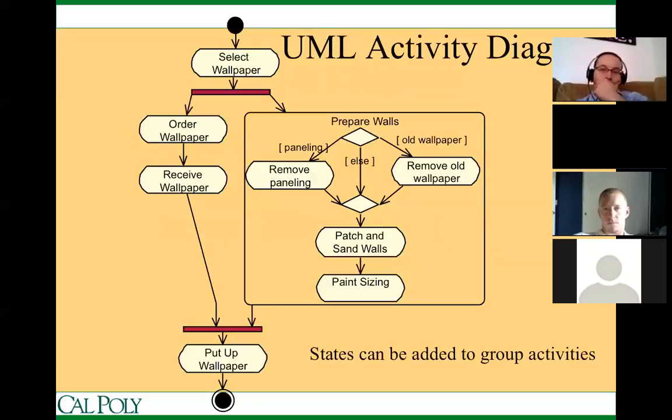Okay, so a couple of other things with activity diagrams. We can add these things called states, so we can group a series of activities together into a state. And as these things get really big and complex, those states are great, because then we can hide that. We can just call this state prepare walls, and get rid of what's inside that state and just have the state there with that name. And so you can just abstract and hide some detail.